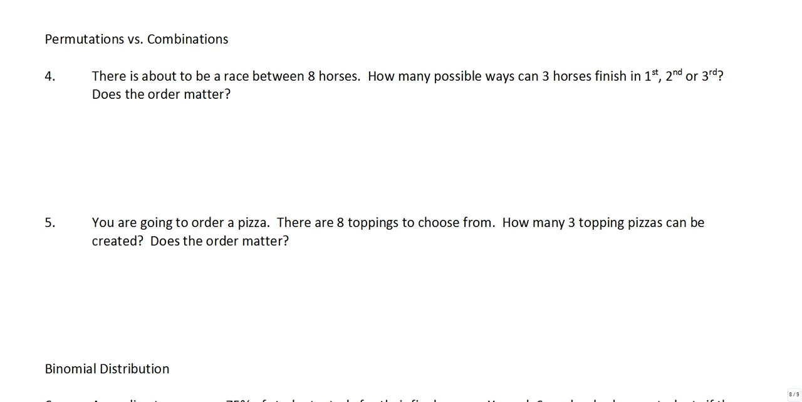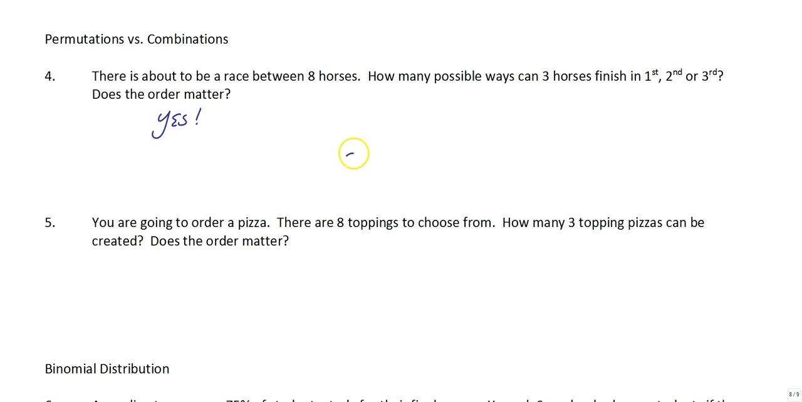So if we have 8 horses, how many different ways can 3 horses finish in first, second, or third? So with that type of question, does the order matter? Yes, if it didn't, then you wouldn't have a horse finishing in first place, and then another one finishing in second place, and then the third one finishing in third place. So the order in which the horses cross the line does matter. So yes, it does. So when order matters, it's a permutation.